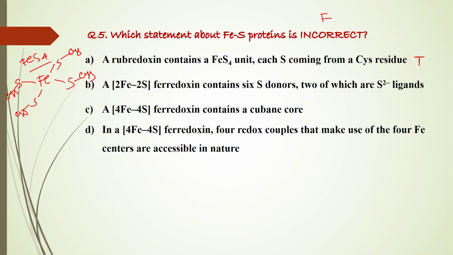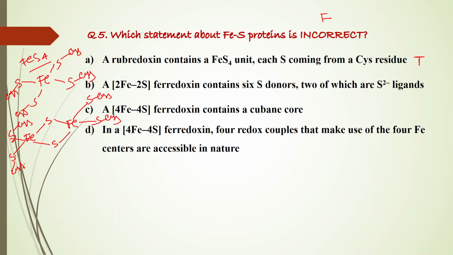Let us look at the second statement. It is talking about 2Fe2S. That means you have to remember the structure for Fe2S2. What was the structure for Fe2S2? Let me write it down here. We have S, this is another S. Now we have S, this is cysteine, this is cysteine, this is cysteine, this is also attached to cysteine.